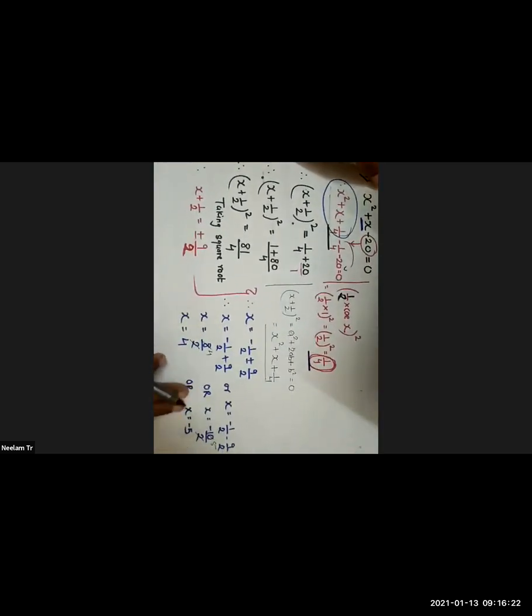The final step, you're going to write: the roots of the quadratic equation are 4 and minus 5.